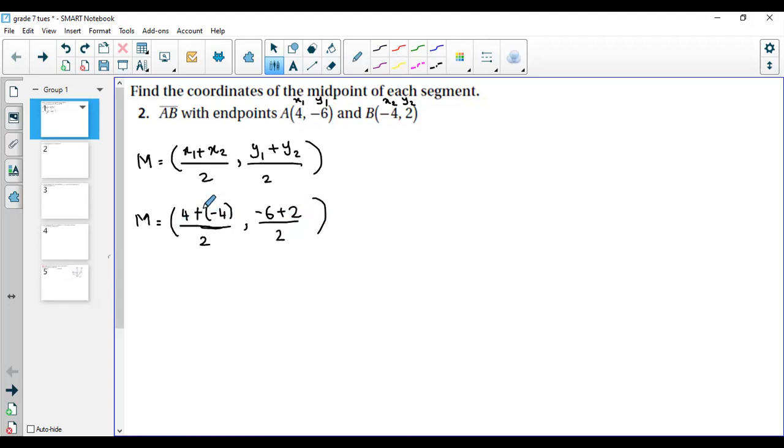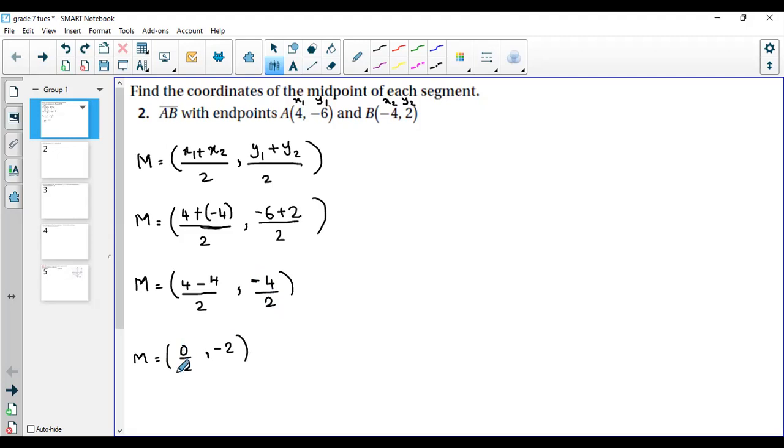Okay. Now before that I need to solve the parenthesis. As you know, always there is a 1 here. So plus 1 multiplied by negative 4 will give me a negative 4. These are basic algebraic rules. So this is going to be 4 minus 4 divided by 2. Minus 6 plus 2 will give me a minus 4 divided by 2. So 4 minus 4 is going to be 0 divided by 2. Minus 4 divided by 2 will give me a negative 2.